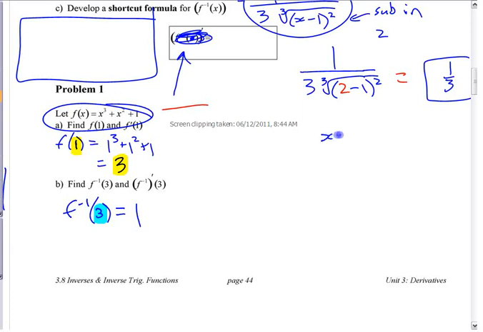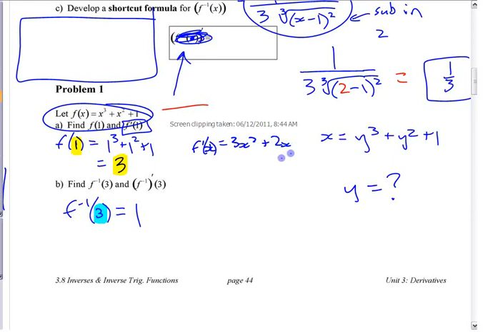If you turn it around, you get x equals y cubed plus y squared plus 1. You can't solve that for y explicitly, right? You could go through and do the derivative of that implicitly. It's a lot of work. The derivative of the original function is easy. f prime, let's do it in x first: 3x squared plus 2x. So f prime at 1 is just 3 times 1 squared plus 2 times 1. In other words, it's 5, right?